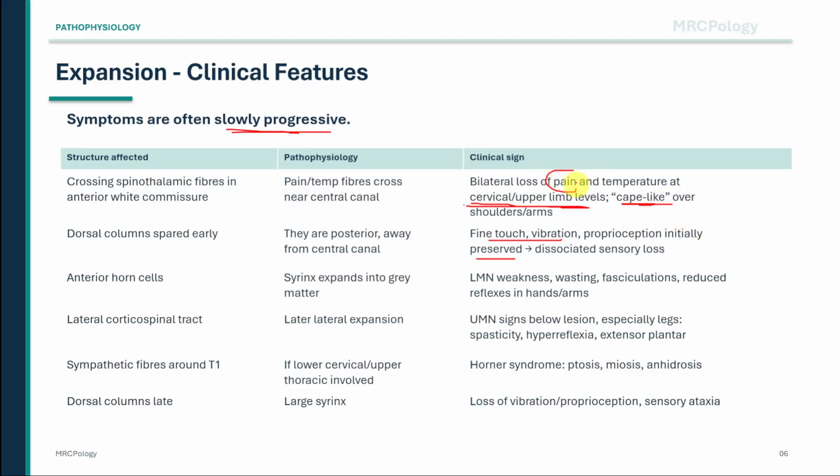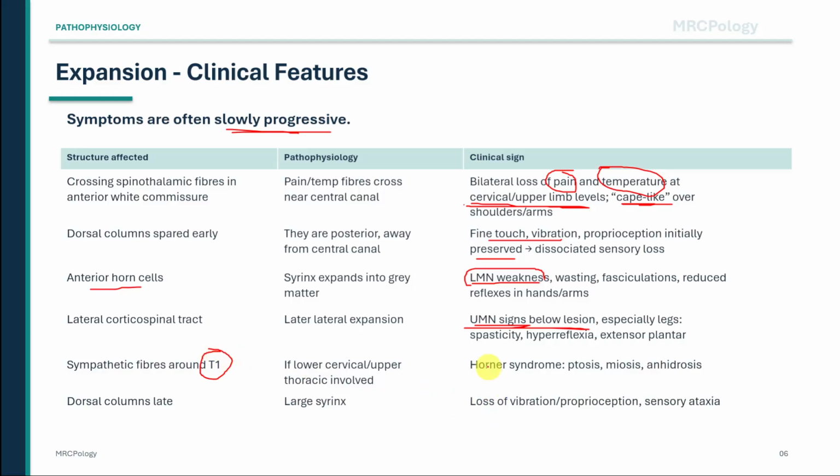As the cavity expands, they may develop hand weakness and wasting. This happens because of anterior horn cell involvement. They may also develop stiffness or spasticity in the legs, gait disturbance, and hyperreflexia because of corticospinal tract involvement. Scoliosis can occur, particularly in younger patients. In advanced disease, autonomic or bladder symptoms may appear.